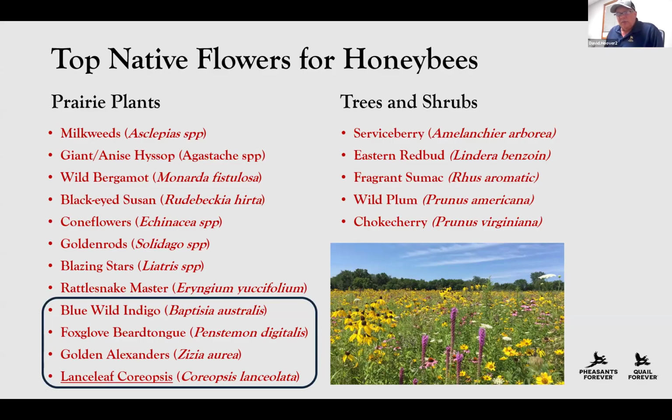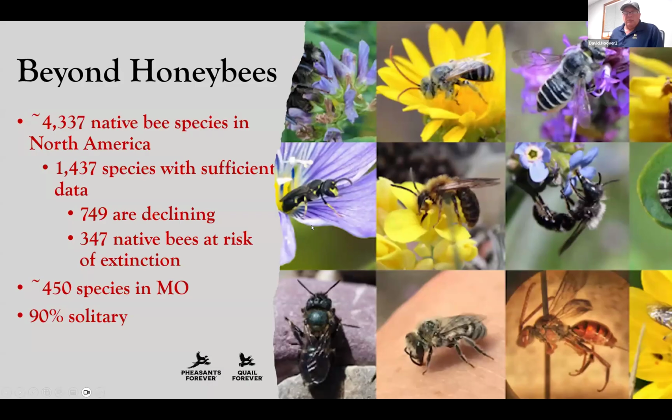And don't forget the trees and shrubs like serviceberry, redbud. They tend to flower early and provide a very good nectar source, among many other things as well. So our native trees and shrubs are important.